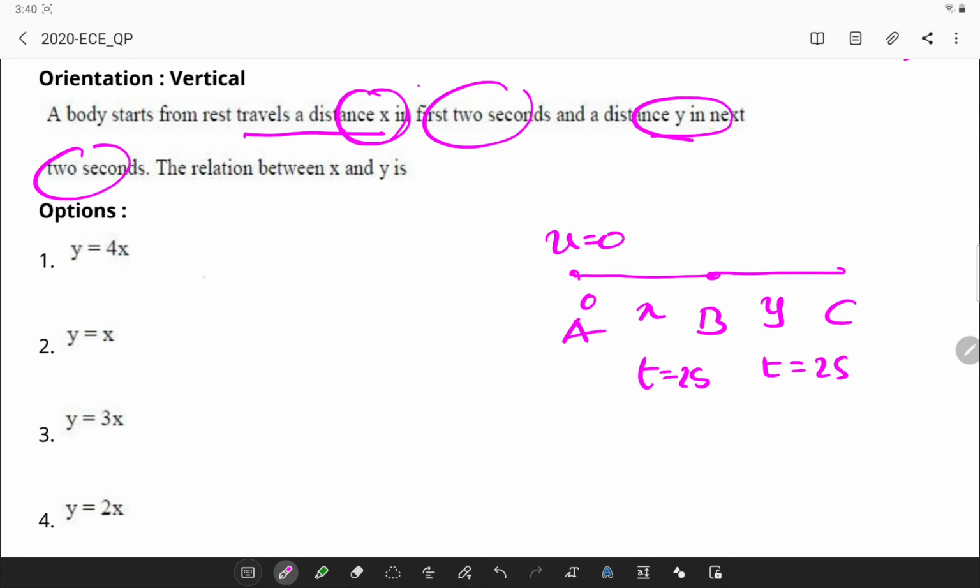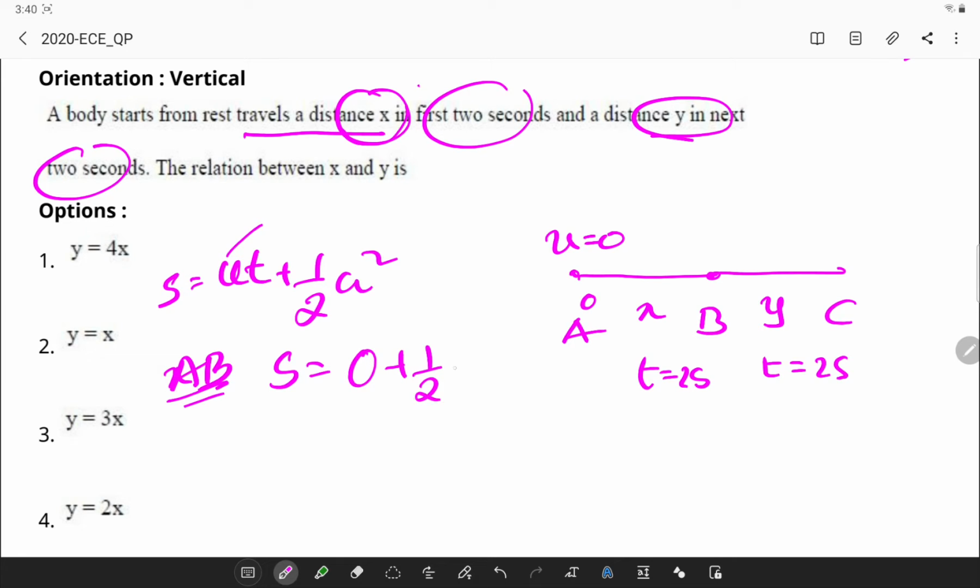So if you apply Newton's laws of motion, S is equal to ut plus half at square. In the first case, for the distance traveled between A and B, since u is 0, S is 0 plus half into a into t square, where t is equal to 2. So 2 square by 2, you will get S is equal to 2a.